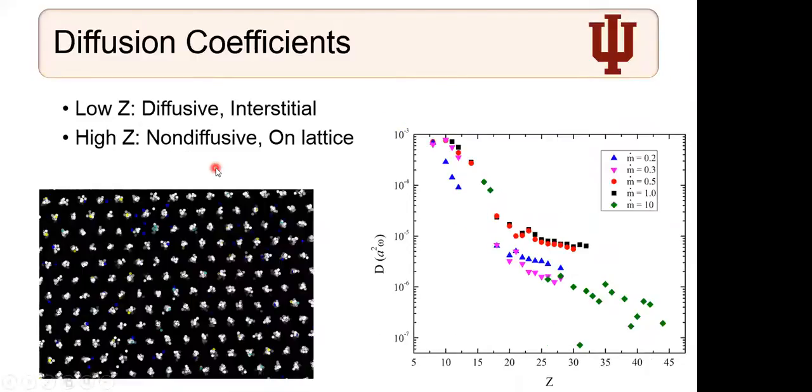Yeah, and I guess this is just re-summarizing that last slide again, but the low Z material is diffusive, that's these things, and they're also interstitial, that's the blue points in this plot, whereas the higher Z material is sort of non-diffusive, 3 orders of magnitude slower, and they tend to be found on lattice sites.